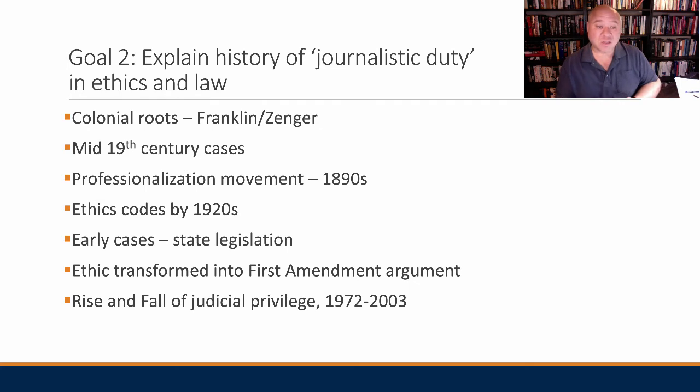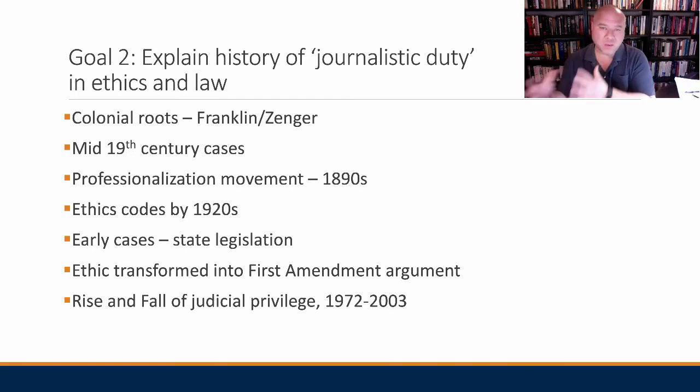I tried to trace this concept of journalistic duty and journalistic independence and the practices of early journalists in the colonial times and in the early to mid 1800s. And then really the profession of journalism started to develop in the late 1800s. So I tried to root that in some of the discourse at the time, the development of ethics codes in journalism schools in the early 1900s, and then following this through case law. When did journalists start taking this ethical norm and making it a legal argument?